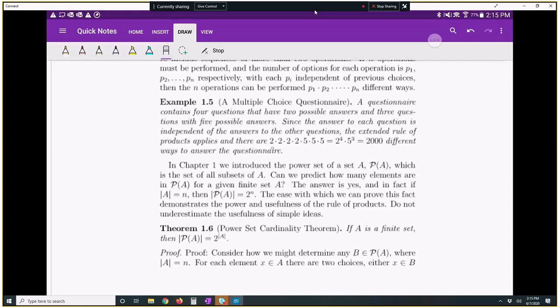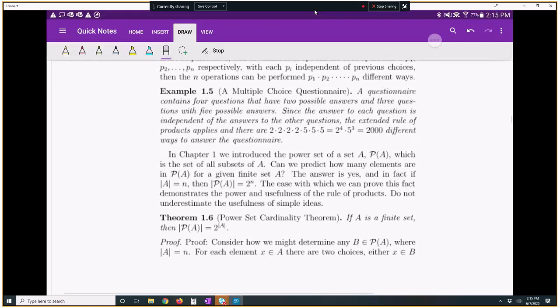So we'd multiply. There are 2 ways to answer the first question, 2 ways to answer the second question, 2 ways to answer the third question, and 2 ways to answer the fourth question. Then there are 5 ways to answer the fifth question, 5 ways to answer this sixth question, and 5 ways to answer the 7th question. So you would get 2 to the power 4 times 5 to the power 3 many different ways, which is 2,000 different ways to answer this questionnaire.